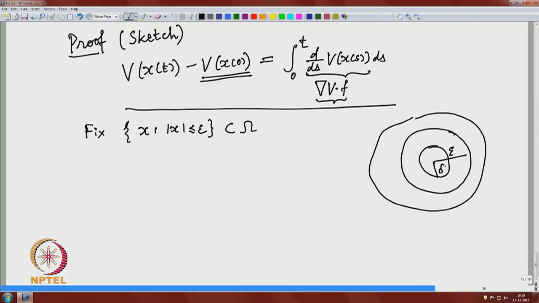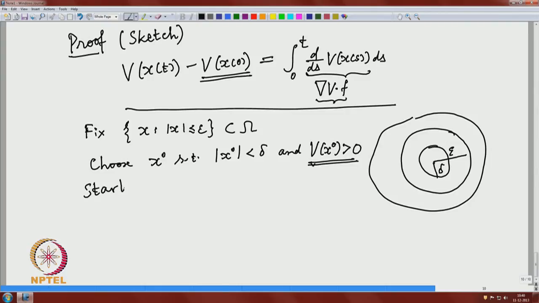Okay. So, by hypothesis, choose x 0 such that mod x 0 is less than delta, and V of x 0 is positive, and this is possible by our assumption on V. Okay. So, in any neighborhood there is a point where V is positive. So, this is condition 1. Okay. Start the orbit at x 0.